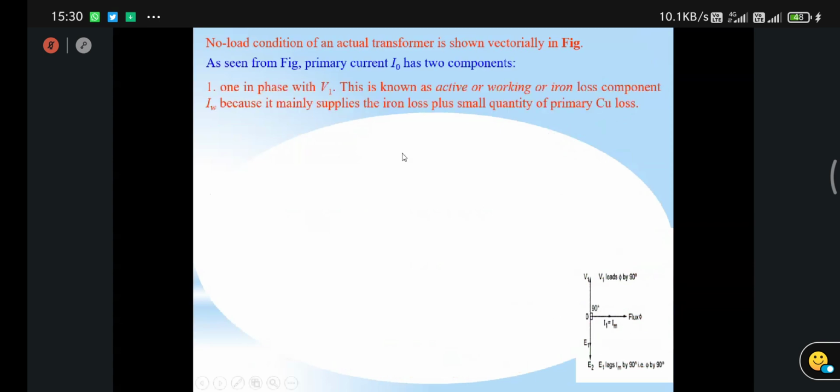As seen from the figure, the primary current has two components. One is in phase with V1. This is known as the active or working component, or the iron loss component, that is Iw, because it mainly supplies the iron losses plus a small quantity of primary copper losses here.